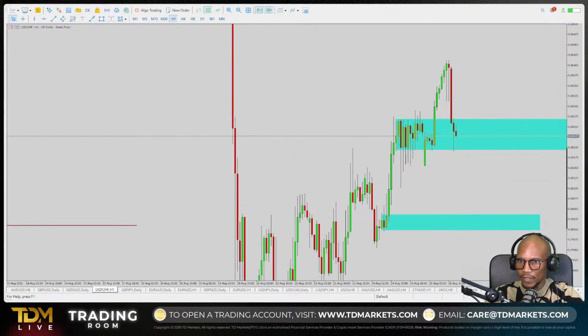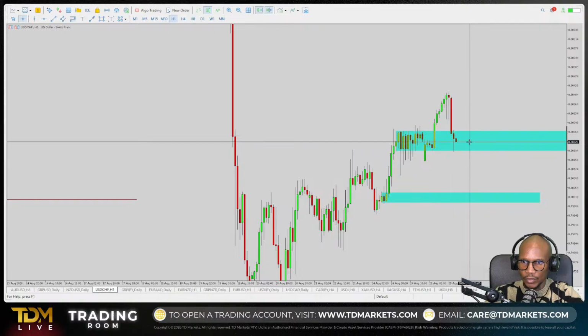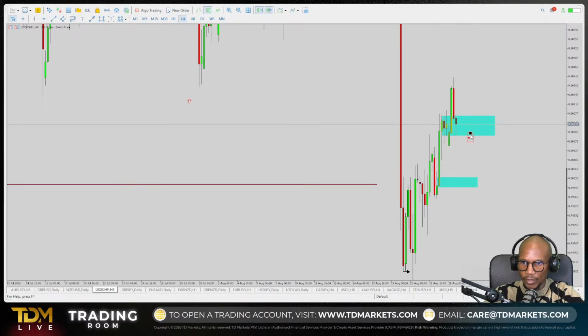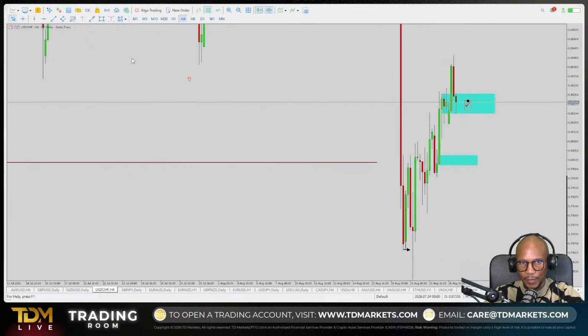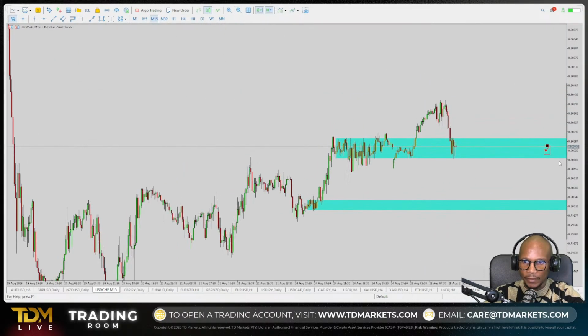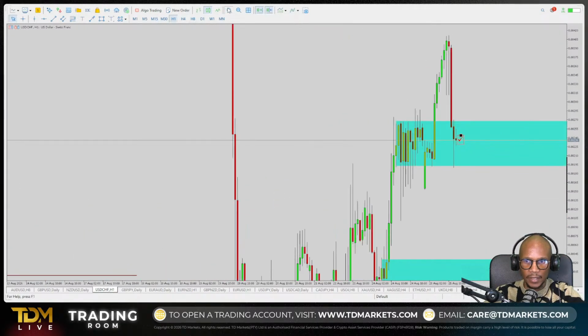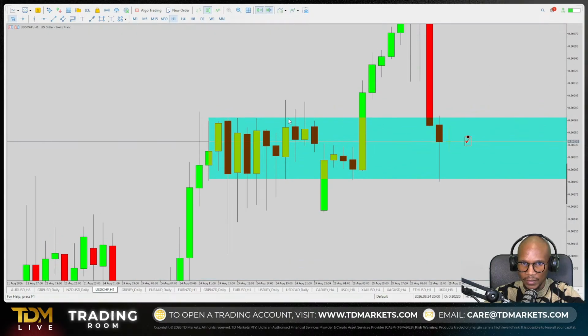So I'd be looking for a setup anywhere around the zone or here. I'd be looking for a setup there or there. If it bounces here, then you're gonna get a higher low, and then you're gonna go up. So looking for my setup here. Well, it is a setup, but I'm still waiting for my entry point.